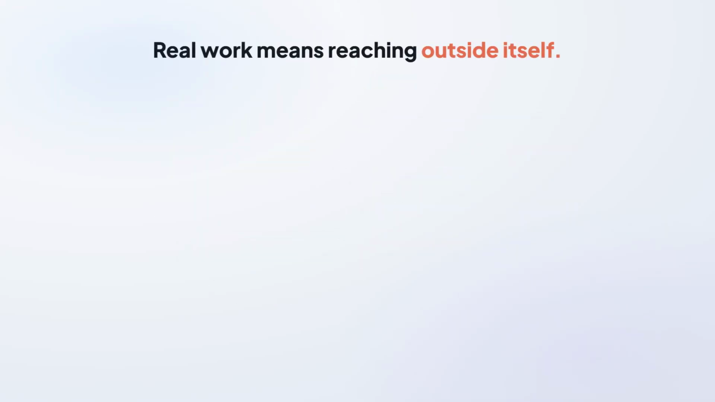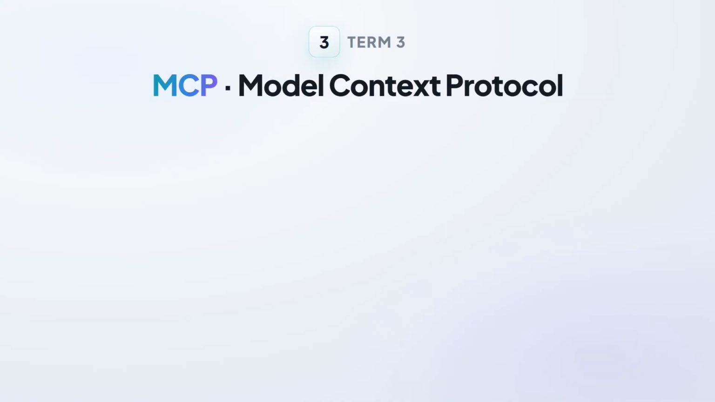Our agent now knows what to do. But real work means reaching outside itself to APIs, databases, developer tools, whole SaaS platforms, and every one of those speaks its own language. Without a standard, you'd hand-build a connector for every tool an agent might touch. That's the problem term 3 solves. MCP, the Model Context Protocol.